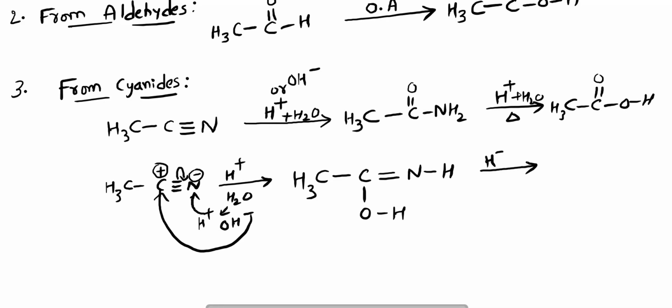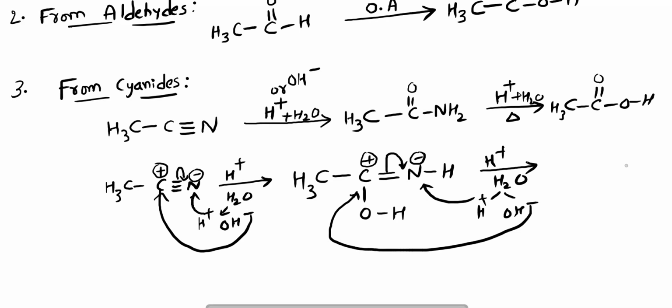Again, the same acid with water is there. Water breaks as H plus and OH minus. Again, these electrons move towards nitrogen. Nitrogen gets negative, carbon gets positive. Positive moves towards negative, negative moves towards positive. That means we get CH3C. On this carbon, again OH will be there with a single bond, and NH2. But on this carbon, we have two OH groups.